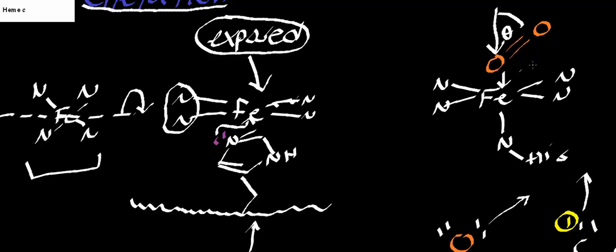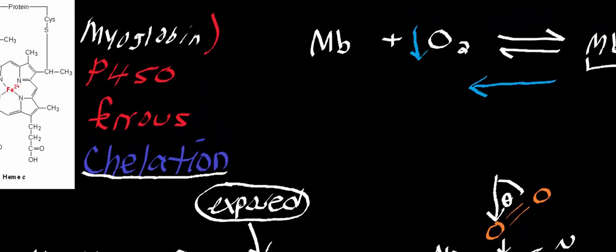And just understand that the function of myoglobin is acting as an oxygen reservoir, and it normally will not dissociate oxygen. So I hope this video helped.